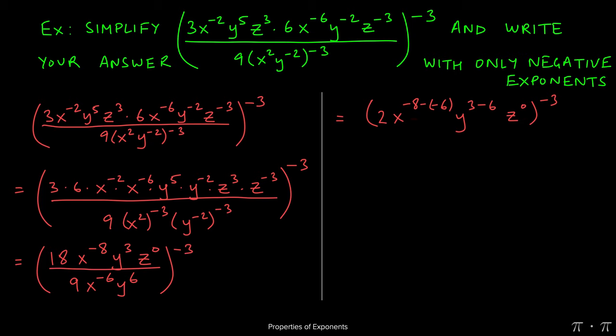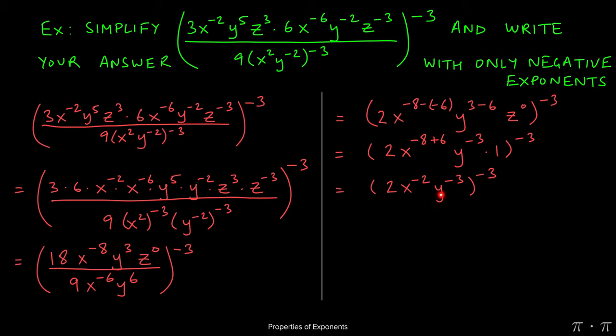This can be simplified further. 2. Negative times a negative makes it a positive, so we get negative 8 plus 6. 3 minus 6 gives us a negative 3 for the power of y. And a variable raised to the 0th power is 1. All of this is still being raised to the negative 3 exponent. Now this can be cleaned up further. Negative 8 plus 6 gives us a 2. So this expression simplifies to 2 times 1, which is 2, x to the negative 2 times y to the negative 3, all raised to the negative 3rd power.